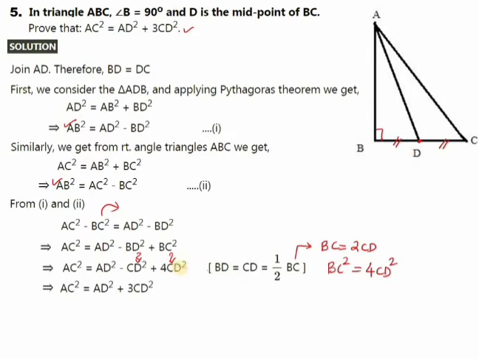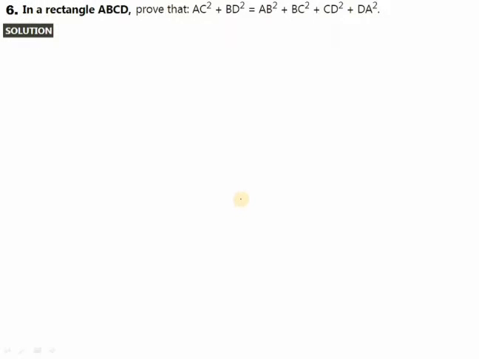Now CD square plus 4 CD square, how much is that? That is 3 CD square. Simple. So that's what we are asked to prove here. You may pause the video and note down your solution. Let's move to the next question.